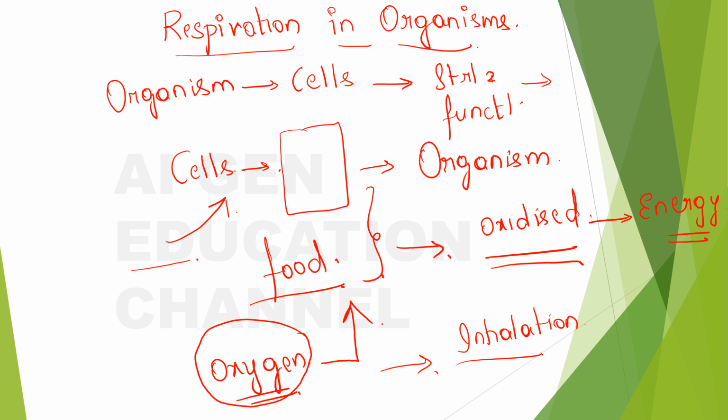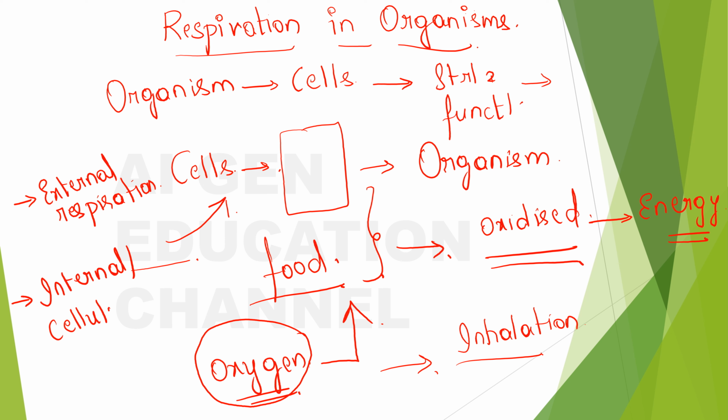So the respiration process involves two main processes, right? What are those processes? First is external respiration. What is external respiration? You all know that, right? We take in oxygen and we give out carbon dioxide. That is called external respiration. And the other process is called internal respiration or cellular respiration, which I have just mentioned to you, right?